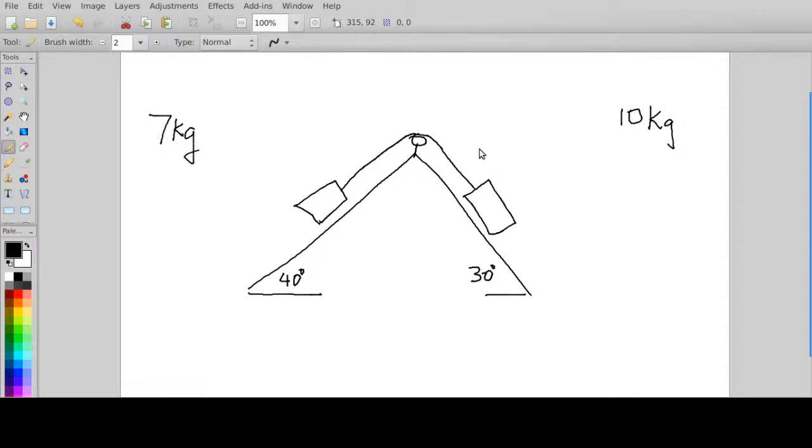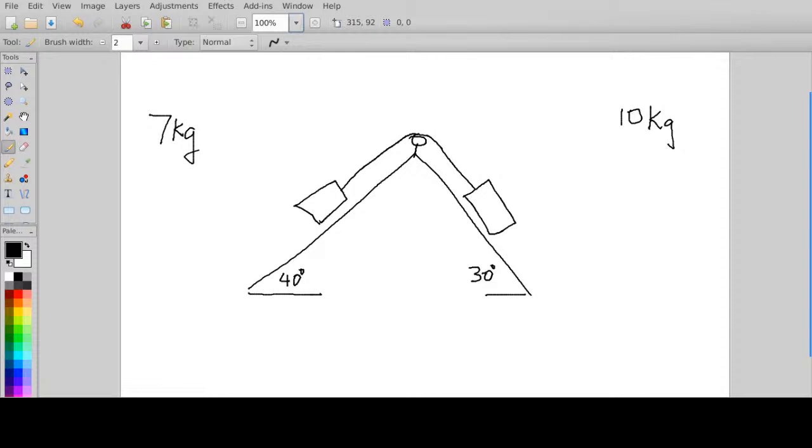It's a double incline plane. We haven't done one of these before. We've done a half incline plane, where you've got an incline plane and then another mass which is just dangling off at the end. But this isn't that much more difficult. So you've got a 7 kilogram mass here on a 40-degree incline, and a 10 kilogram mass here on a 30-degree incline, and you're asked to find the acceleration of the system.